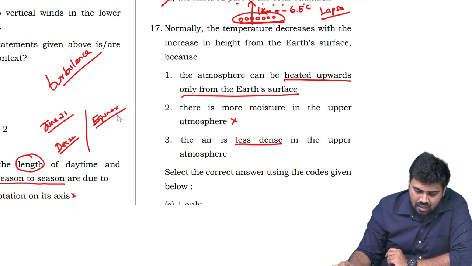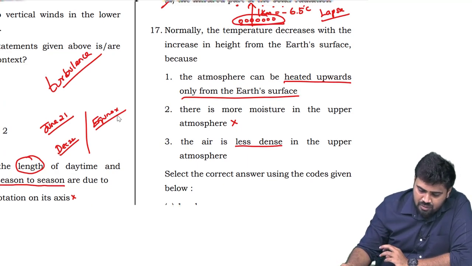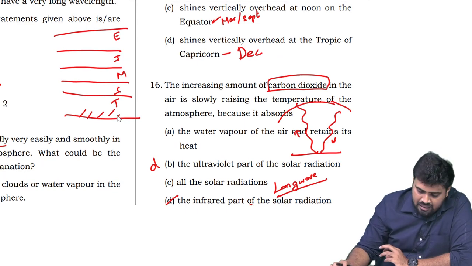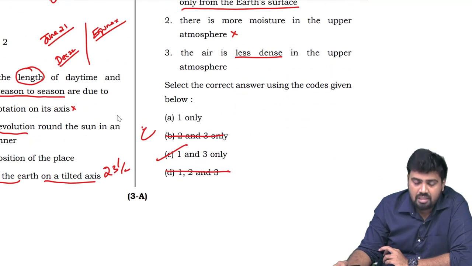So option C, C for Chennai. The atmosphere is heated upwards only from the earth's surface, we have discussed it before. Second, there is more moisture in the upper atmosphere, it is definitely wrong, and the third statement is correct. So 17, option C, C for Chennai.